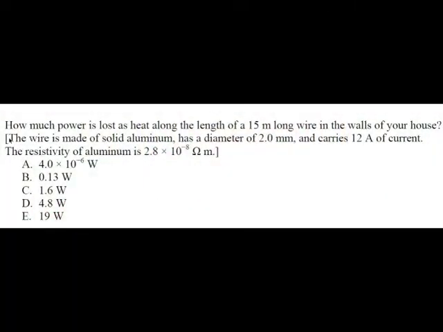So first, let's carefully read the question. How much power is lost as heat along the length of a 15-meter long wire in the walls of your house? In parentheses, the wire is made of solid aluminum, has a diameter of 2.0 millimeters, and carries 12 amps of current. The resistivity of aluminum is 2.8 times 10 to the minus 8 ohm meters. Choices are 4 times 10 to the minus 6 watts, 0.13 watts, 1.6 watts, 4.8 watts, or 19 watts.